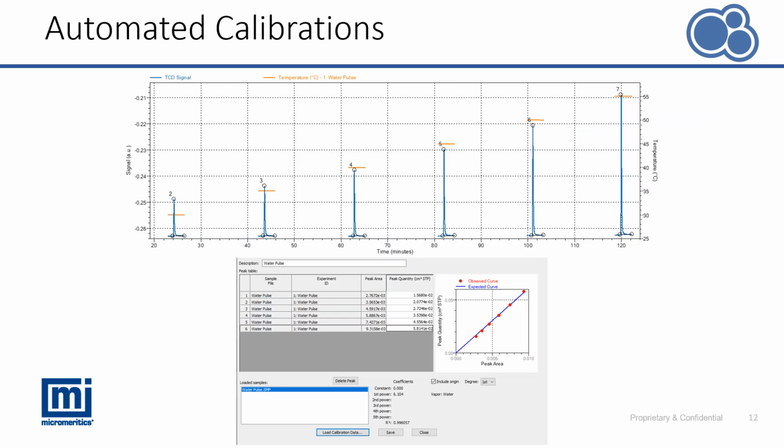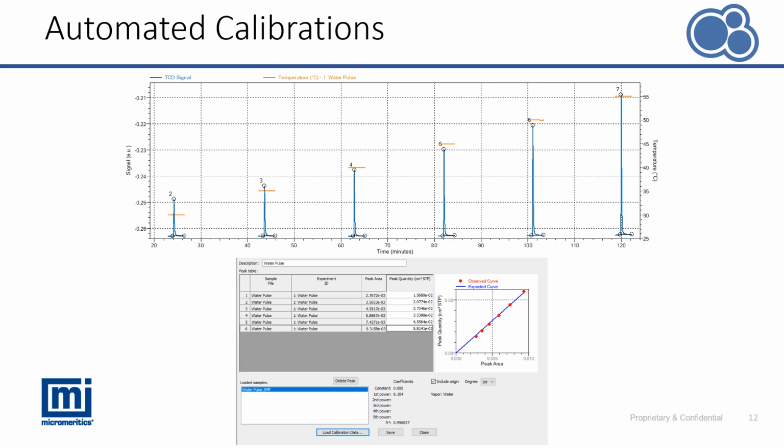Here's an example of the vapor pulse calibration. The left y-axis is the TCD signal, and the right axis is the reflux temperature. The individual peaks are integrated, and a peak area versus quantity is automatically generated when a calibration is created. A polynomial fit can be specified. For our use in later experiments, a linear fit including the origin is used. The origin is a point where it specifies 0 quantities for a peak area of 0.